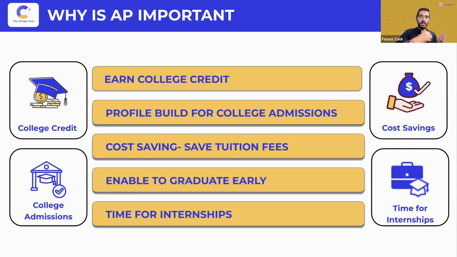Apart from that, it does also enable you to graduate early. With enough AP credits, you might be able to finish your undergraduate degree in, let's say, 3.5 years, which also increases another aspect of your cost saving, as your extra 6 months of residing in America before you move on to job opportunities is shortened. At the same time, you also get time for internships and other research projects that you may be interested in. All of these various factors are really crucial for you to understand why APs have become so important.